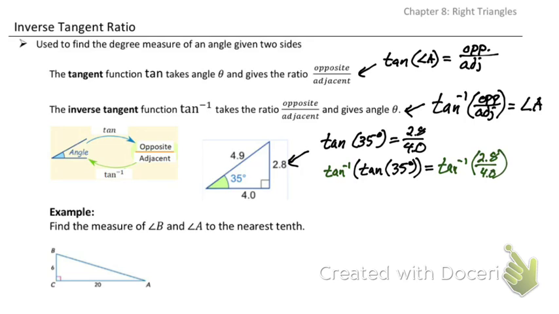Just like if I have 3x and I divide by 3, I'm left with just x. Tan inverse of tangent undoes itself. So they cancel out and turn to just 1. So that tan inverse and tangent just turn to 1. And so we're left with 35 degrees equals tan inverse of opposite over adjacent.